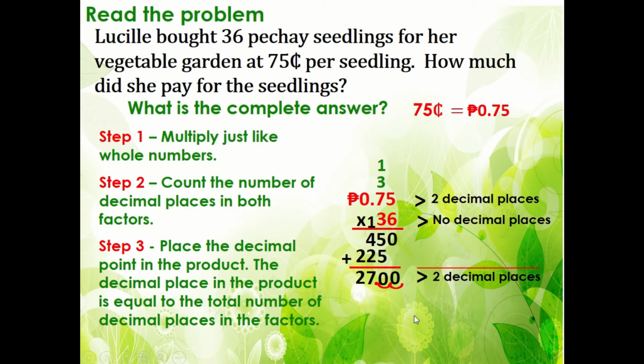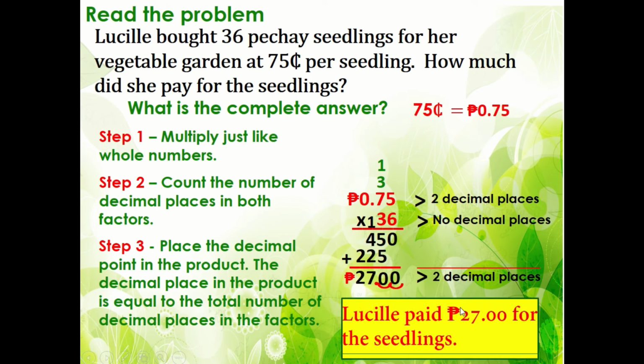Since this is in pesos, you will affix the peso sign. So, Lucille paid 27 pesos for the seedlings. So, this is your complete answer, complete with the label and with the peso sign.